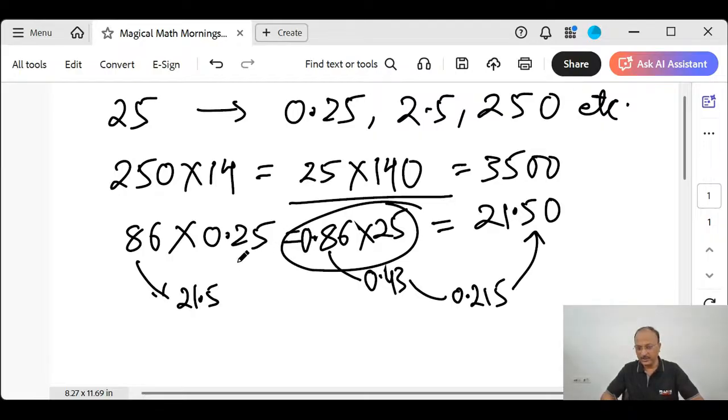But because into 25 is there, 0.25 into 100 is how much? It is 25 only. So we need not do any multiplication. Directly we'll take 21.50. Yes.